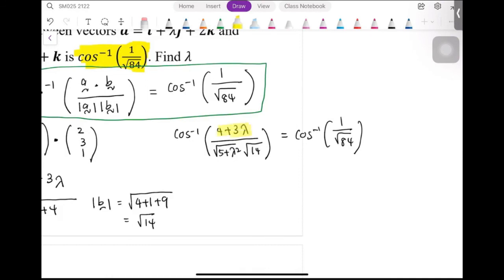So I just compare our numerator part here to obtain lambda. Once we compare this up, 4 plus 3 lambda is basically 1. So finally, our lambda would be negative 1. So that's all for dot product.